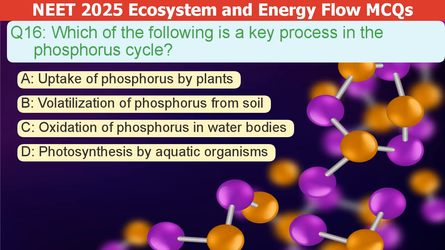Which of the following is a key process in the phosphorus cycle? A. Uptake of phosphorus by plants. B. Volatilization of phosphorus from soil. C.